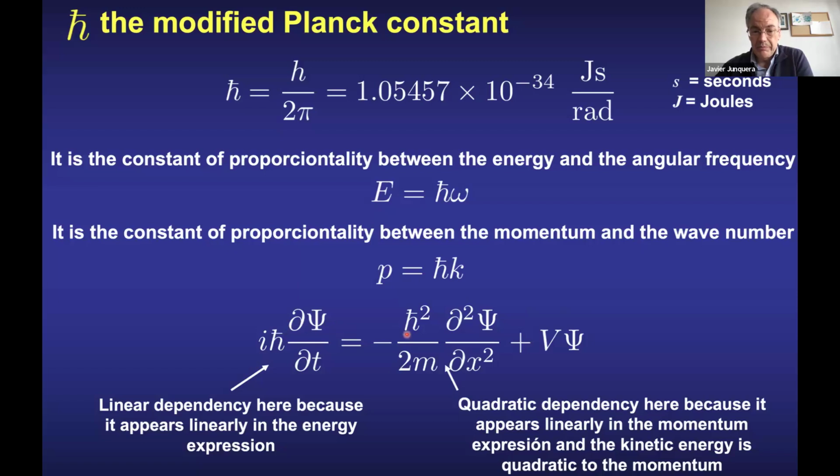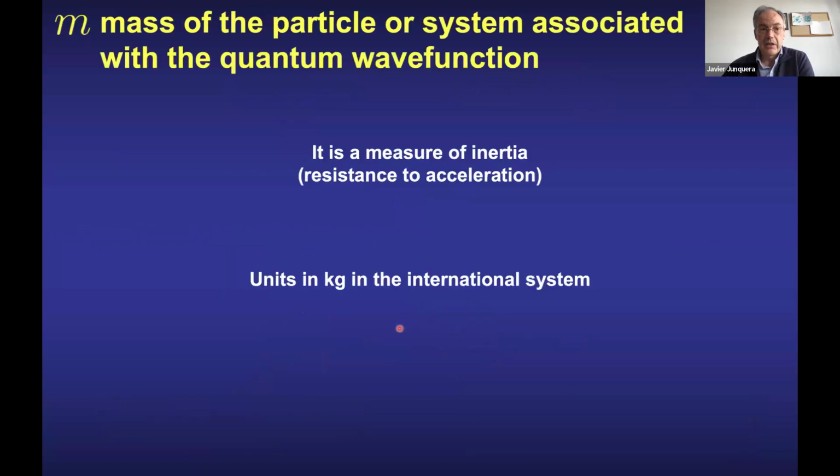But it appears also here at the right-hand side, in the numerator as h bar squared. So the dependence here is quadratic because this term will be related with the kinetic energy, and the kinetic energy is related with the square of the momentum operator. And the momentum operator depends on h bar, so the square of the momentum operator will depend on h bar squared. So as you see, h bar appears twice in the Schrödinger equation.